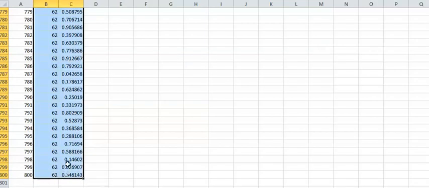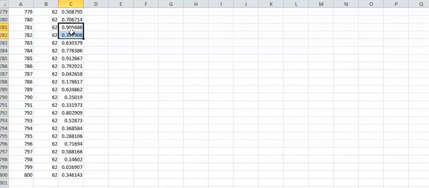Column C is just random numbers that I created so that I could shuffle these numbers to get random samples. So all we really care about are column A and B, the ID numbers and the heights.